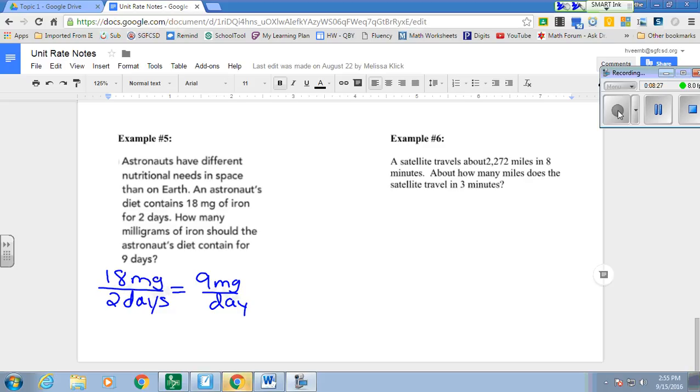If he needs 9 milligrams per day and he's traveling for 9 days, you can also use conversions here to kind of know what operation to do. If I have 9 days times the 9 milligrams per day, that allows me to cross-cancel my units, and I can clearly see that I would multiply to get 81 milligrams. I know that might seem unnecessary to some of you, but you can certainly go ahead and solve it that way. You guys are going to go ahead and do number 6. Go ahead and pause the video.